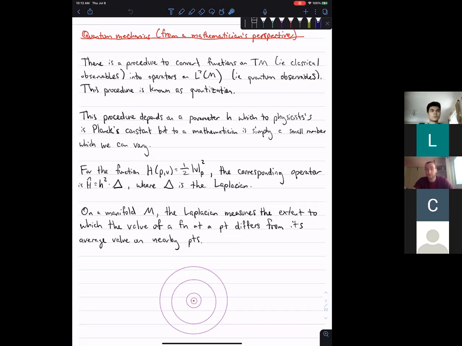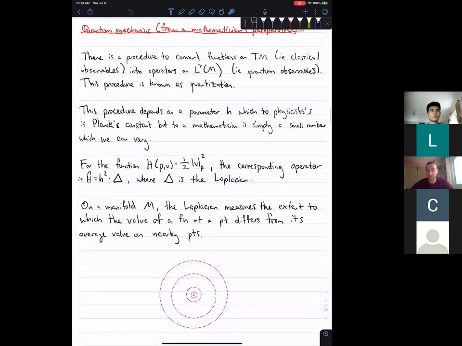If you start with a real-valued function on the tangent bundle, you can show you'll always get a self-adjoint operator acting on L2 of M. In general, this procedure is known as quantization. There are actually different ways of doing it, but they're all roughly the same. But when you do this procedure, you essentially have to choose a value of this parameter h, which to a physicist is just Planck's constant. But to a mathematician, you should think of h as some small number that we can choose whatever value of it we want. And for each value of h, we get a different quantization scheme.